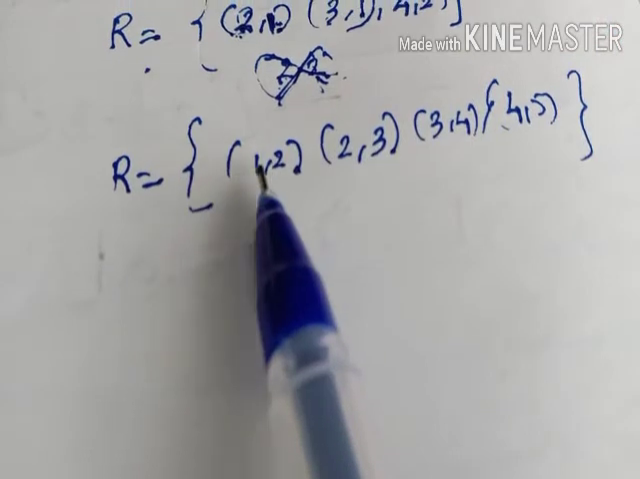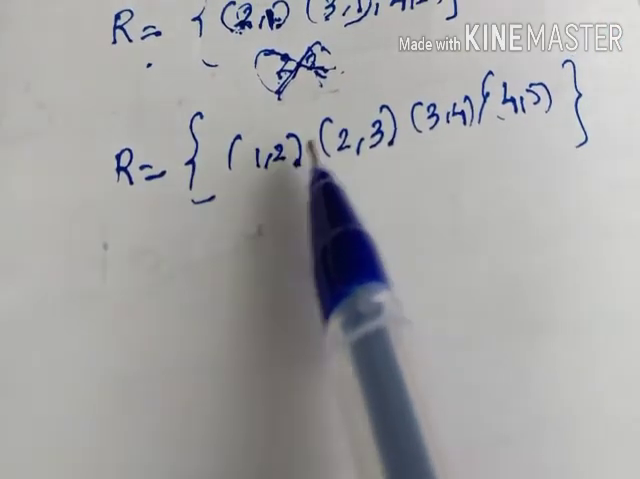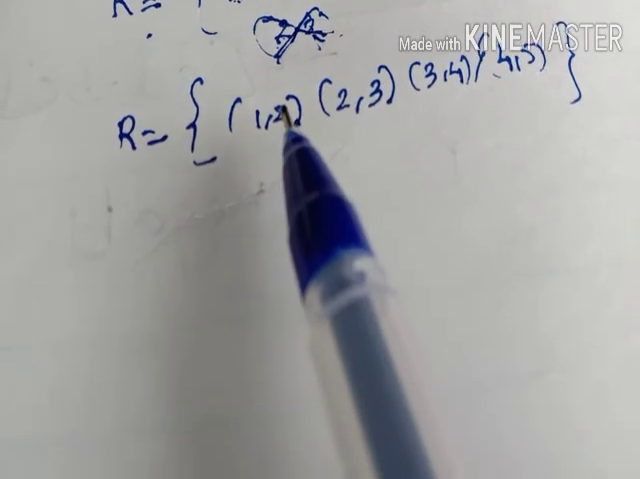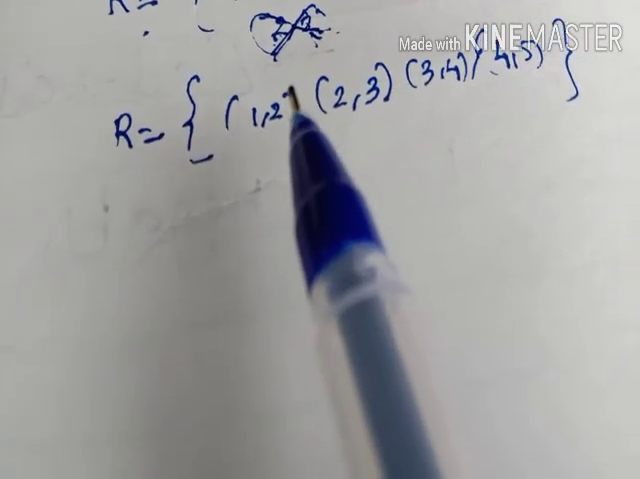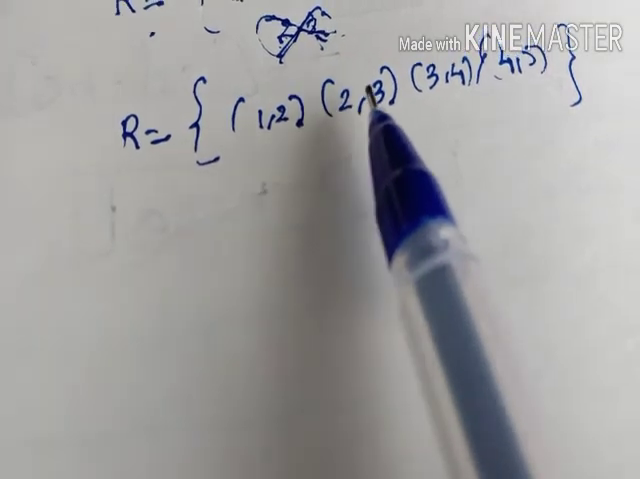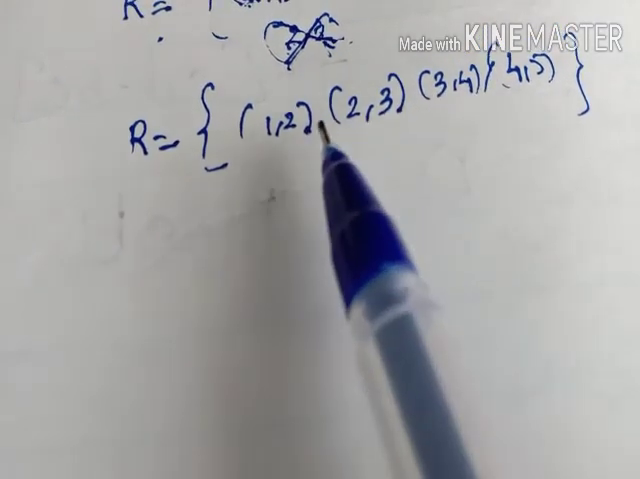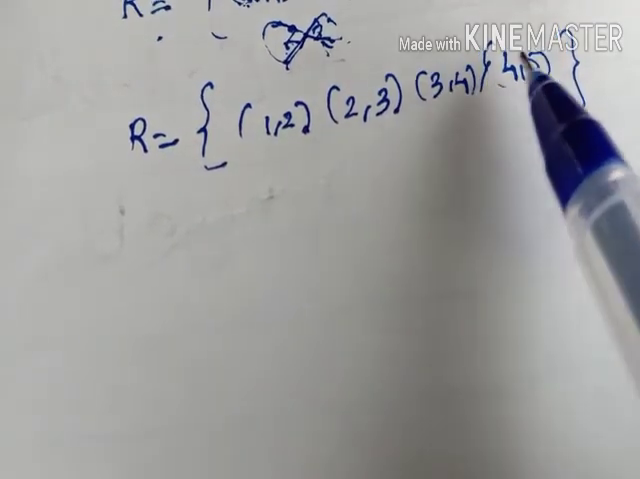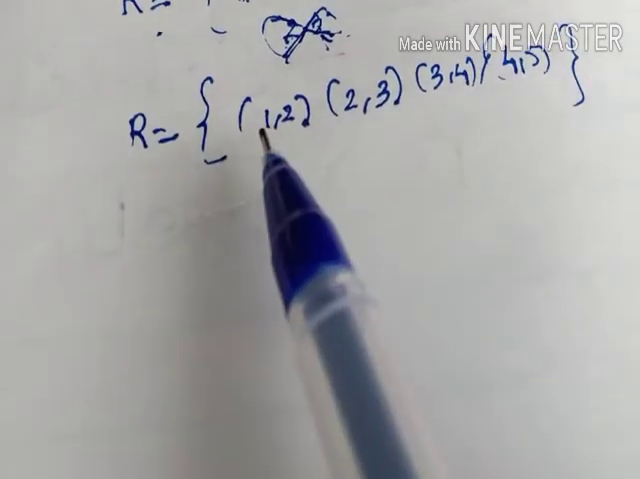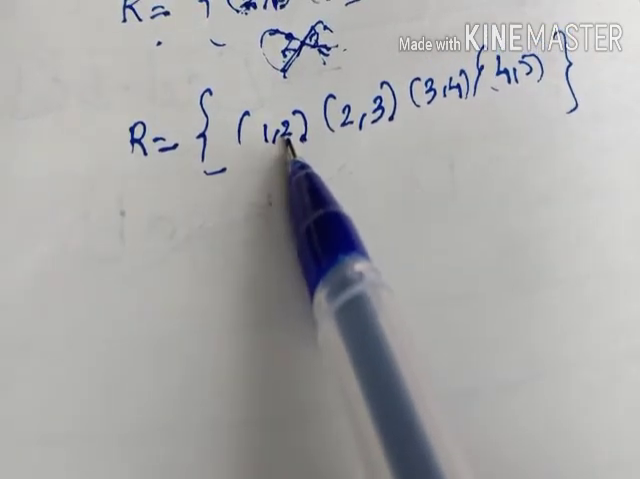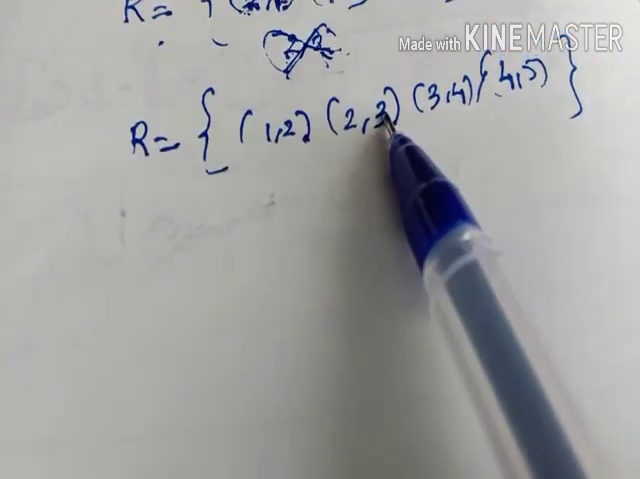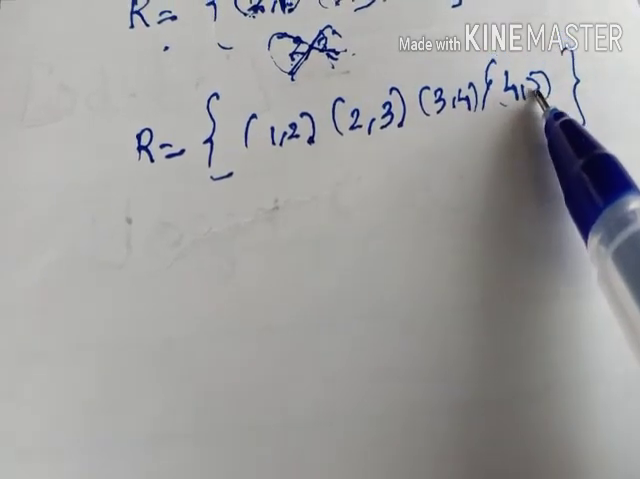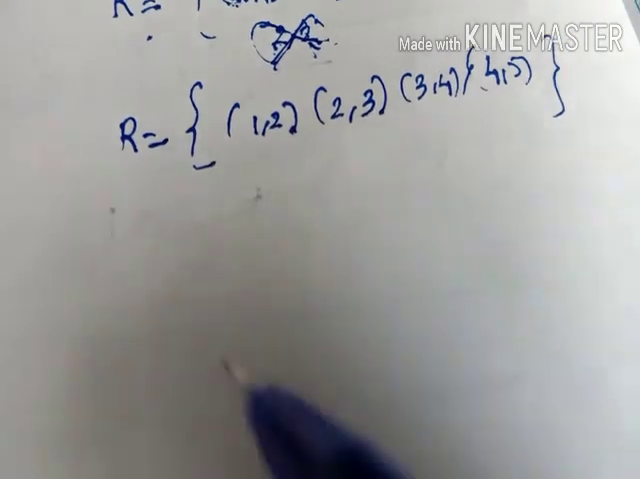See this relation: the set of all ordered pairs (1, 2), (2, 3), (3, 4), (4, 5). Is it a function? Yes, because every element has one and only one image. Stick to the first element: 1, 2, 3, 4. It is not repeating. 1 has only one image, 2. 2 has only one image, 3. 3 has only one image, 4. And 4 has only one image, 5. So this is a function.